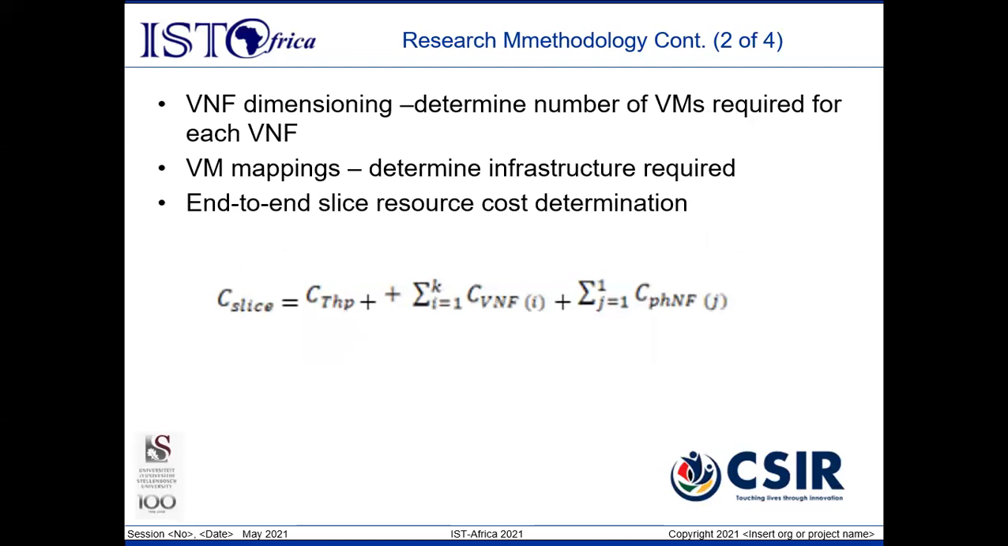Now, in order to determine the infrastructure required, VNF dimensioning and VM mappings were done. So the VNF dimensioning was to determine the number of VMs required for each VNF. VM mappings was to determine the total amount of infrastructure required. Now, each slice cost was determined by calculating the cost of throughput for that slice, the total number of VMs, and the total number of physical network functions that were used by that slice. So all those summed together will give us the cost of each slice.